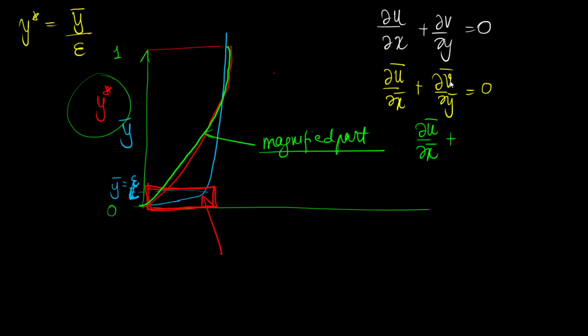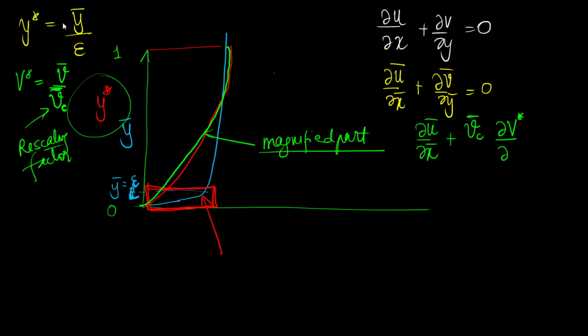So now v bar, let us call it Vc bar del v star, where v star is the original dimensionless velocity upon some rescaling factor. So we call it v bar c. This is some rescaling factor. And y bar is going to be y star times epsilon. So this is this. And y star, you will recall, is now an order 1 variable.